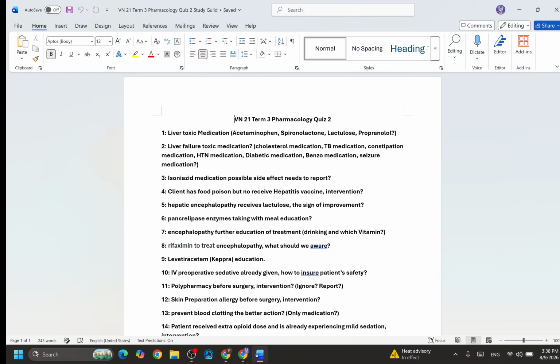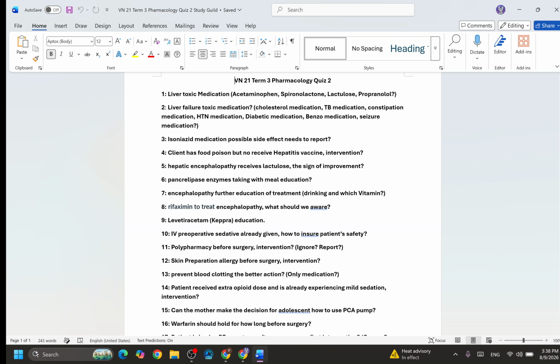Isoniazid medication, possible side effect that needs to be reported. Which medication is isoniazid? INH. This medication is for TB, for the patient who has TB. Remember, with all the TB medications we have two huge concerns, right? The liver failure and also nausea and vomiting. Based on these two, which side effect do you feel you need to report? Okay, just go to see the sign and symptom. The sign and symptom is your answer.